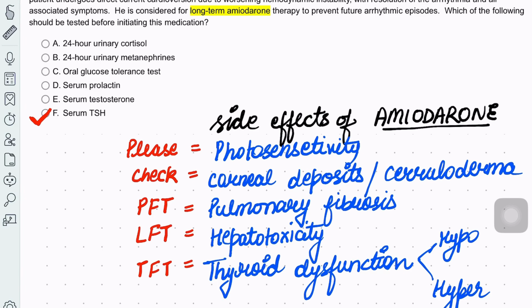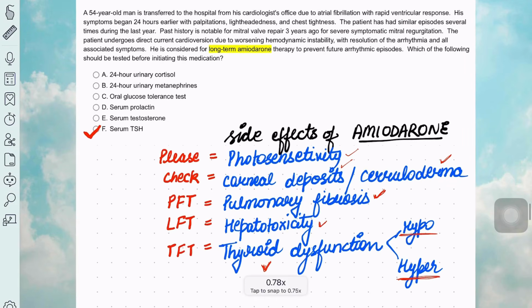So amiodarone can cause photosensitivity, corneal deposits, ceruloderma, which is also known as blue man syndrome, pulmonary fibrosis, hepatotoxicity, and thyroid dysfunction. In thyroid dysfunction, it can cause both hypo or hyperthyroidism because it interferes with the iodine transport. So we will check serum TSH before starting amiodarone therapy. Next question.